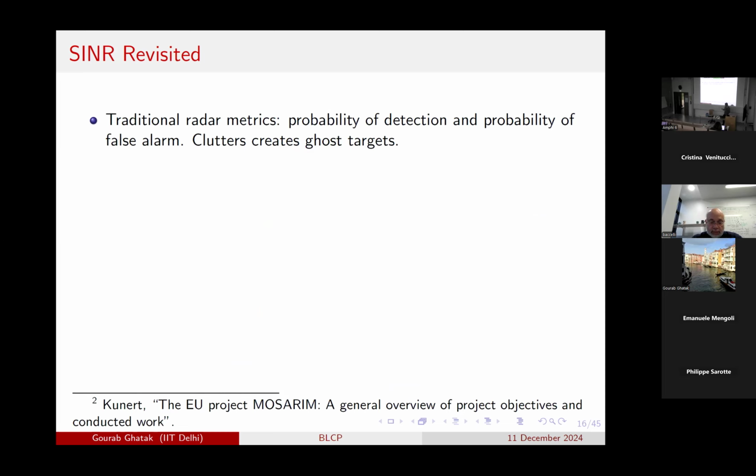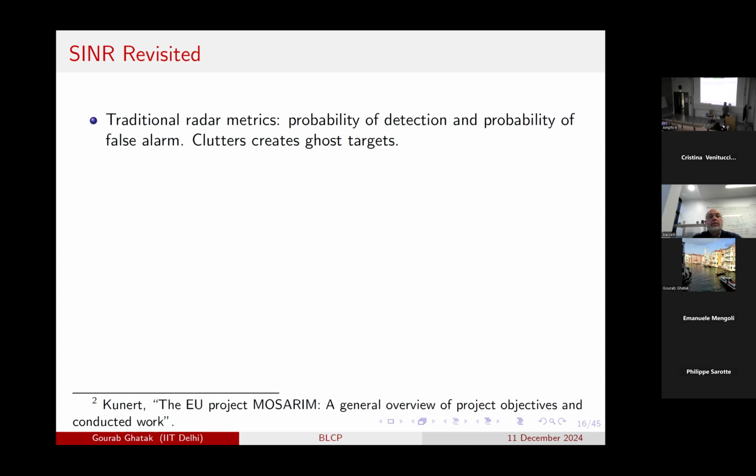Okay, so traditional radar metrics are probability of detection and probability of false alarm. Generally, it's whether your signal plus noise is larger than a given threshold, which is the probability that you are detecting.